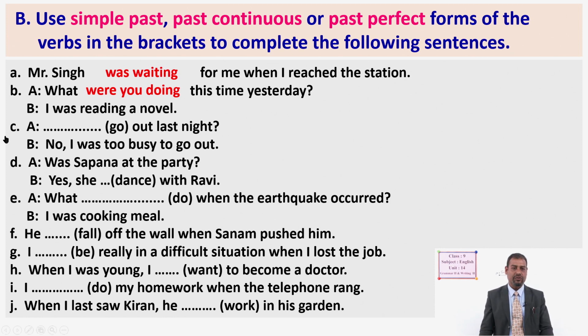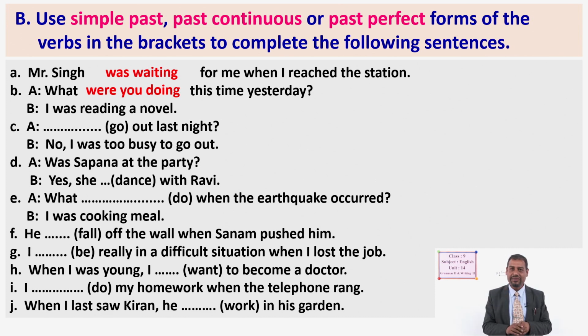Well, if so, we have another situation. See, A says blank, and in the brackets we have "go out last night," and here, "No, I was too busy to go out." Now you should not be confused about whether you have to make a WH question or a yes-no question. So first look at the answer. Is the answer a yes-no answer or an informative answer? Yes, you are right. The answer is yes-no. So here you have to make a yes-no question, and here again you have to look at the time: last night, a time adverbial. Last night means it happened in the past.